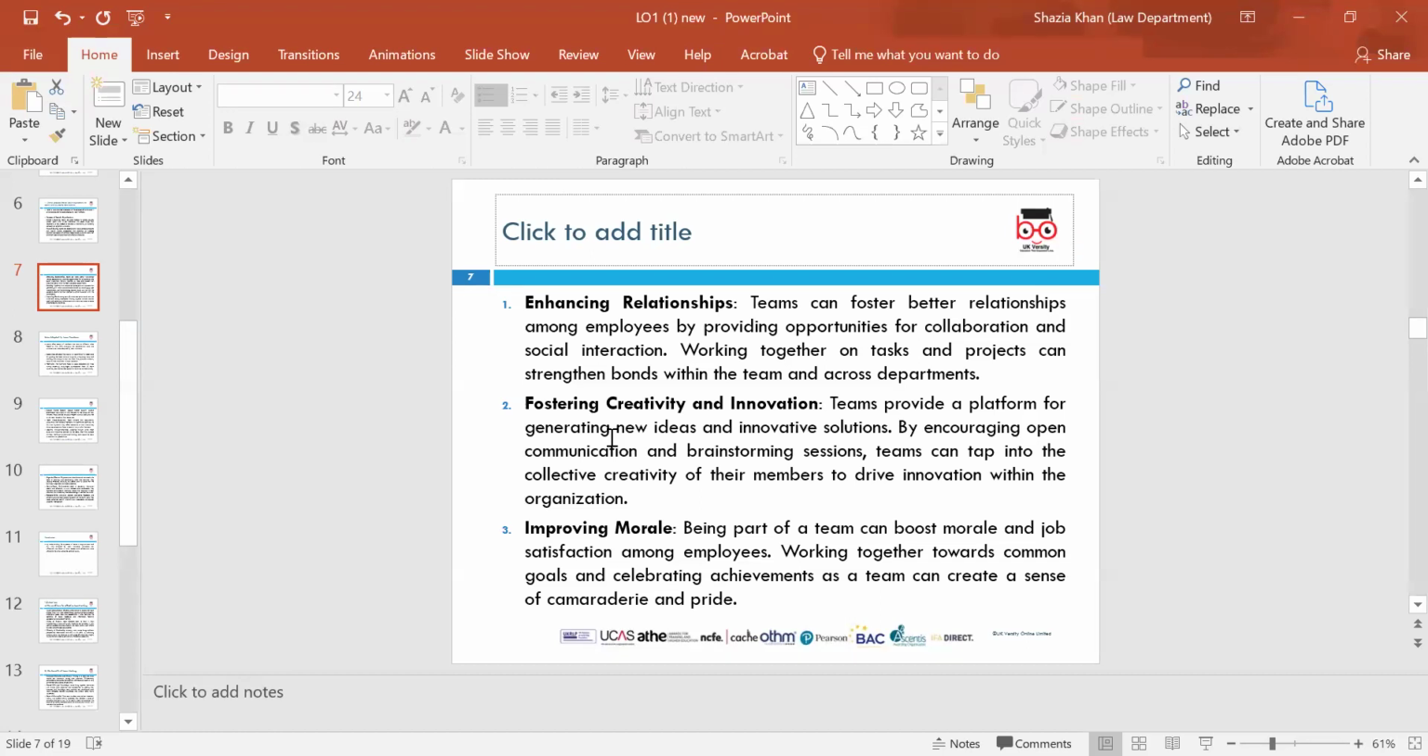So teams provide a platform for generating new ideas and innovative solutions. By encouraging open communication and brainstorming sessions, teams can tap into the collective creativity of their members to drive innovation within the organization. The next one is improving morale, like we said, and especially in that video as well. Being part of a team can boost your morale and job satisfaction among employees, working together towards common goals and celebrating achievements as a team. Being proud of what they've done, being able to identify that they've done something quite innovative, but satisfactory as well for them.